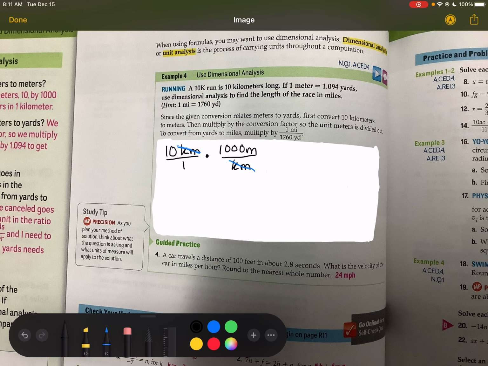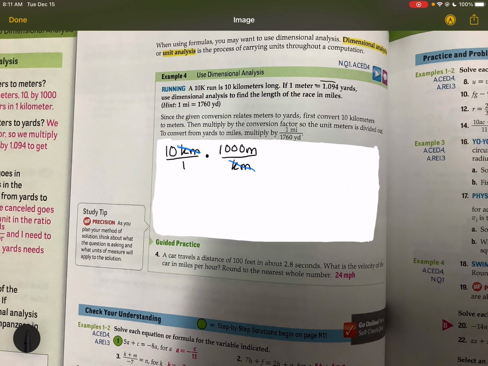All right, so the next part is to go from meters to yards. So I'm told that 1 meter is equal to 1.094 yards. So I want my meters in the bottom so that my meters will cancel, and 1.094 yards on top.